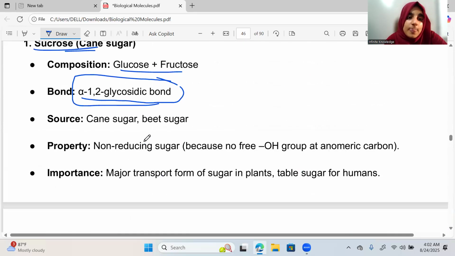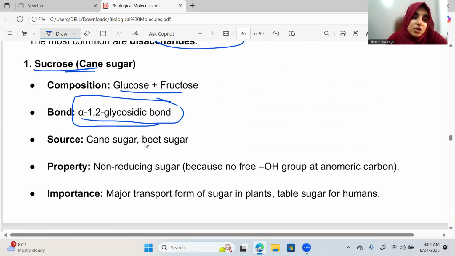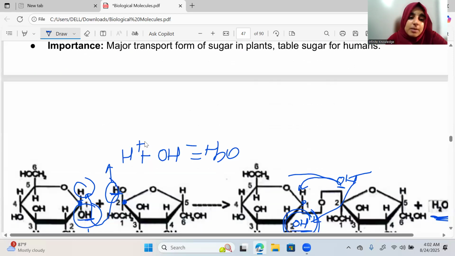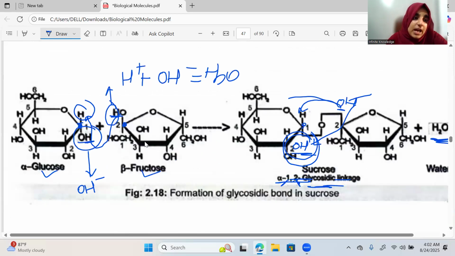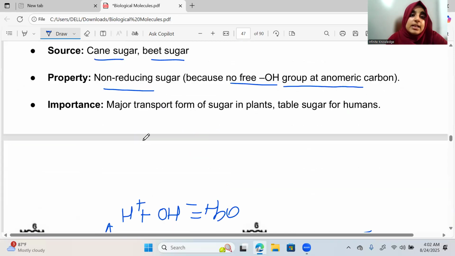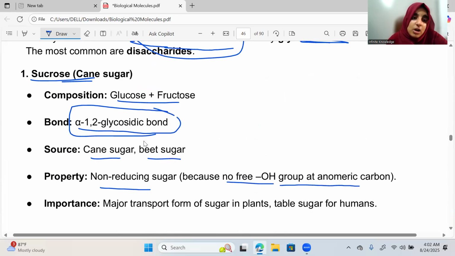Okay. The sources are cane sugar and beet sugar. It is a non-reducing sugar. Why? Because there is no free hydroxyl group at the anomeric carbon. All of the hydroxyl groups are occupied together. So that is why it is a non-reducing sugar. You need to remember this point, that if they ask you in an MCQ which of the following is a non-reducing sugar, the answer would be sucrose.